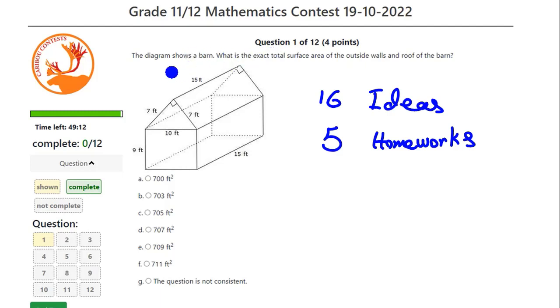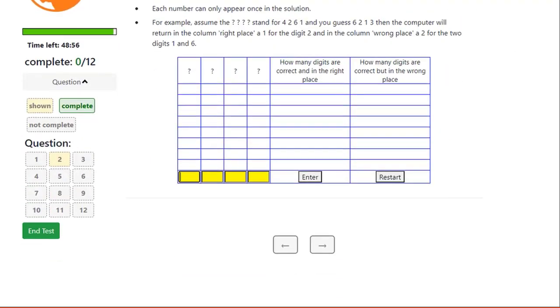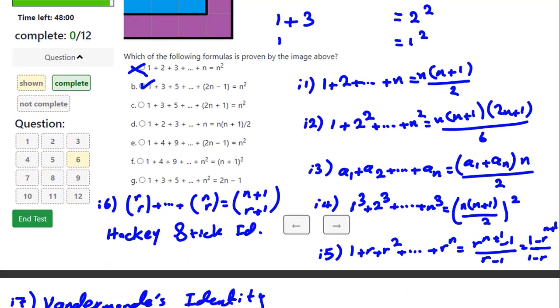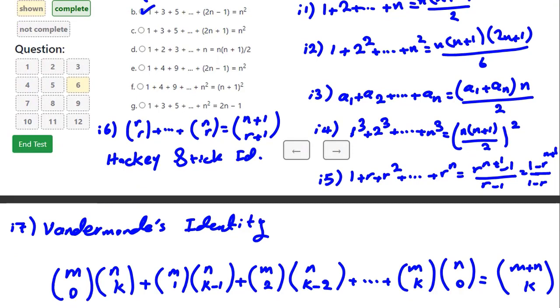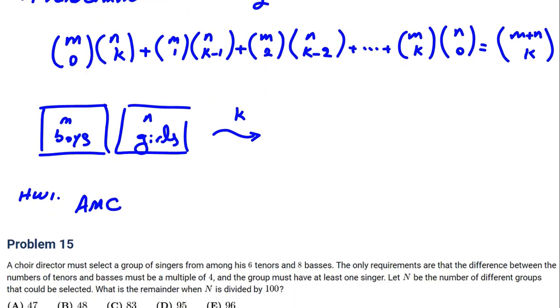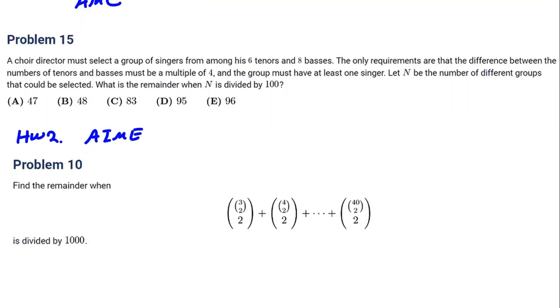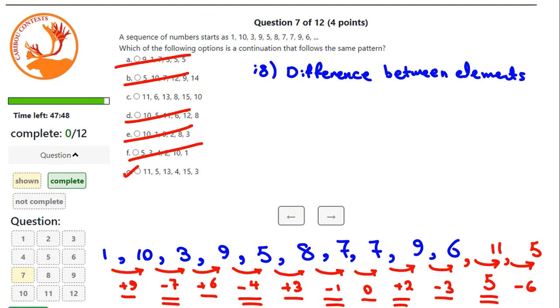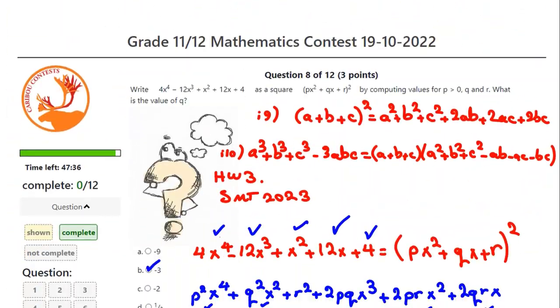In this video, we want to solve and consider ideas from some problems of the Caribou math contest, 16 ideas and 5 homeworks. The ideas are useful for all grades. For example, in this problem, we will consider some identities, idea 1 to 5, 6, 7, the hockey stick identity, and Vandermonde's identity. And then I will tell you 2 homeworks from M.Sc and AMC for this part. Then here, idea A, the difference between elements when you want to find the pattern.